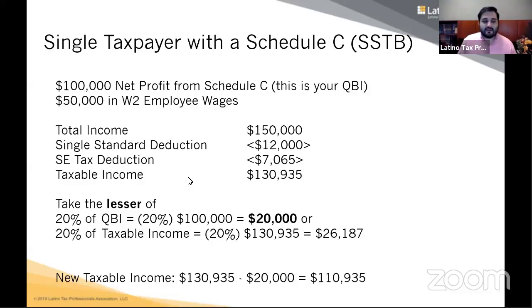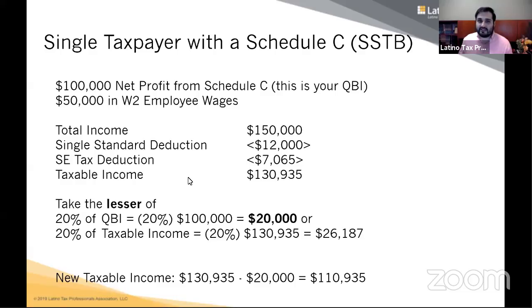So you need to take 20% of QBI, qualified business income. QBI in this case is $100,000, right? Because that's the net income of his Schedule C. So 20% of QBI or 20% of taxable income. So 20% of QBI is $20,000. 20% of taxable income is $26,187. In this case, the lesser amount is $20,000. So guess what? His deduction, Section 199A deduction, is $20,000. That's it. Easy, done.